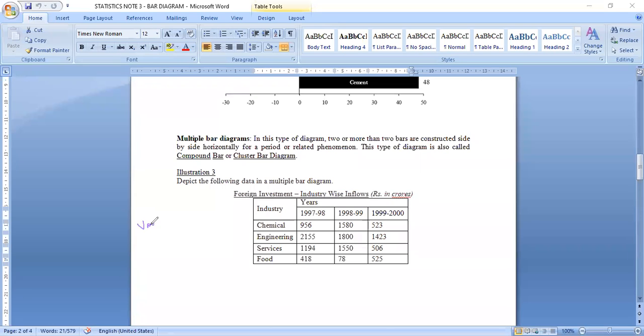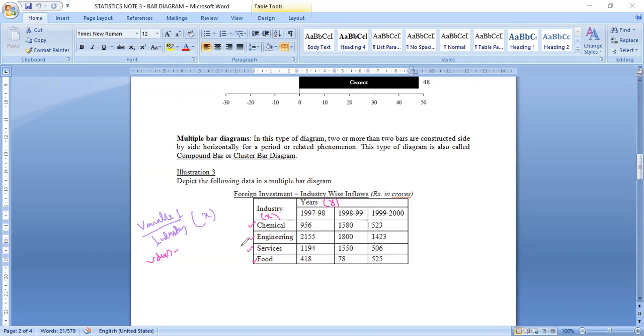Variable 1 is industry, and you can say it as X, and it has values like chemical, engineering, service and food. So X has 4 values, right? And here you can write industry as X, and here you can write Y.